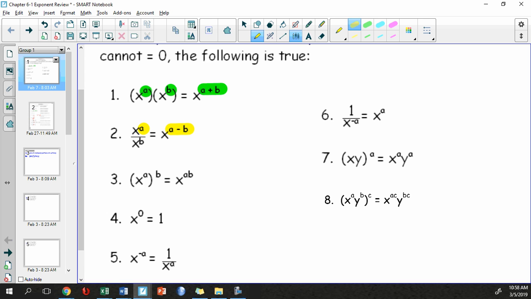Yes? Okay, number 3. I have one base raised to two different powers. So you're going to simply multiply those exponents. Again, this is all going to be on the green poster. Okay, this is the green poster up there. So make sure that you remember it's the green poster.